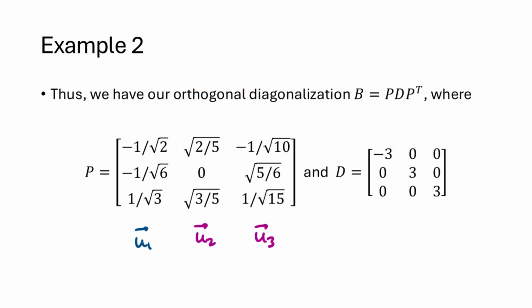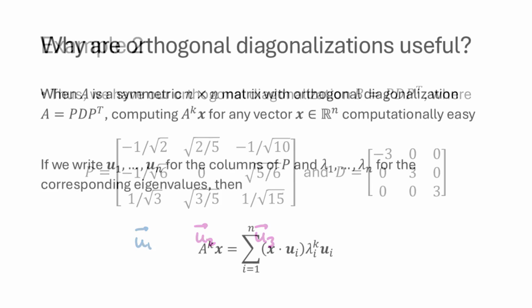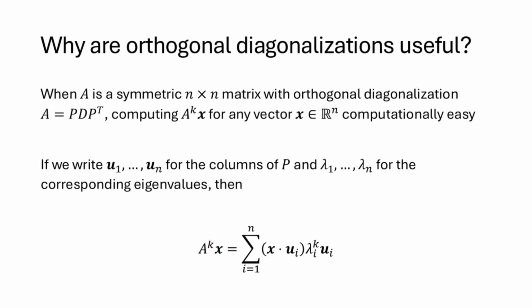And so the columns of P are the three vectors from the orthonormal bases that we found, and then D is the diagonal matrix whose diagonal entries are the corresponding eigenvalues. Now we saw in lecture 35 that it's relatively easy to compute powers of a square matrix times a vector when that matrix is diagonalizable. But when the matrix is orthogonally diagonalizable, it's even easier.